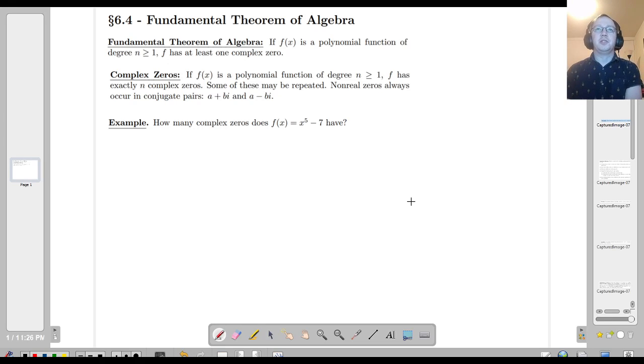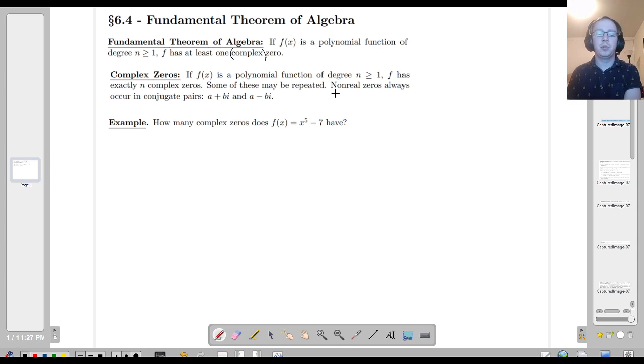We're going to start this section with a very important historical result, which is what's called the fundamental theorem of algebra. What that states is that if you have a polynomial and the degree is at least 1, then it has at least one zero. Now, the way they phrase it is at least one complex zero. So I'm going to put that in parentheses.